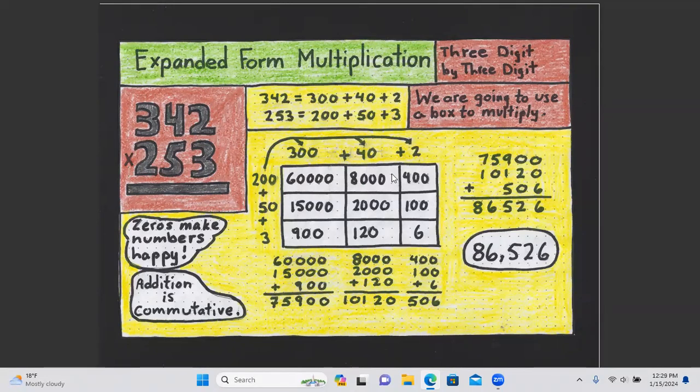to get a deeper understanding of the anchor chart, or you may play this video as many times as you need to gain a deeper understanding of the concept of expanded form multiplication.